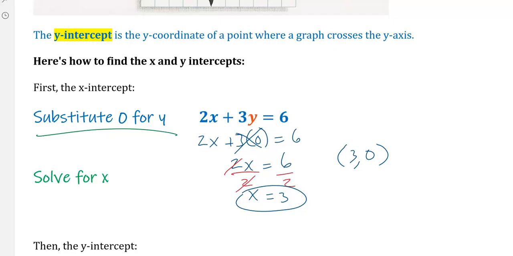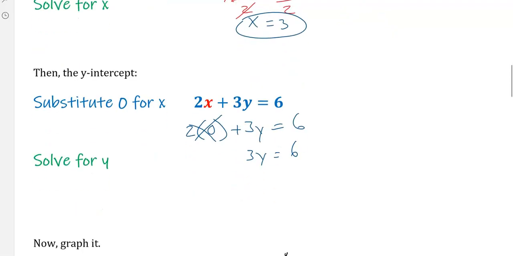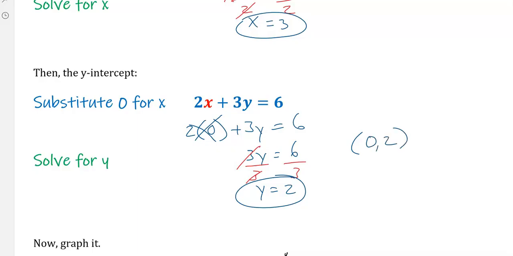That's the x-intercept: over 3, up 0. Now, let's substitute to find the y-intercept. We're going to substitute 0 for x. So this will become 2 times 0 plus 3y equals 6. Now, of course, 2 times 0 means that that's just gone. So now we have 3y equals 6. And if we divide both sides by the coefficient of y, which is 3, that cancels out. And y is equal to 6 divided by 3, which is 2. So this one is (0, 2).